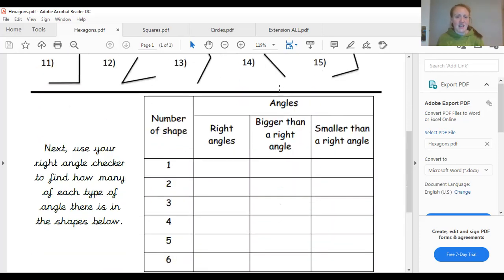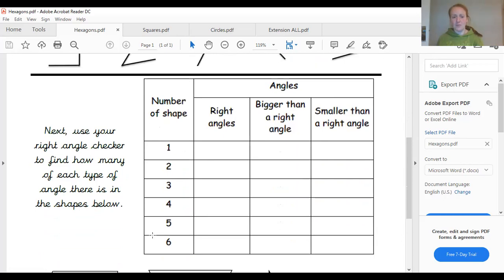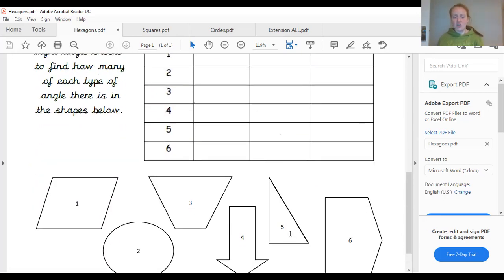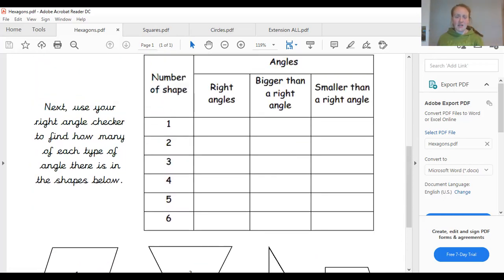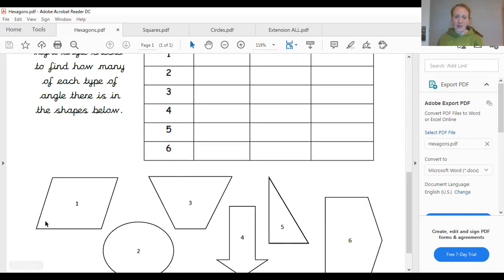Then down here it says, use your right angle checker. I'm going to tell you about that in a moment, to find out how many of each type of angle there is in the shapes below. So you've got 6 shapes here. So here is shape 1 here. Now an angle checker, and you're going to do some of this tomorrow, is just really the corner of a piece of paper.